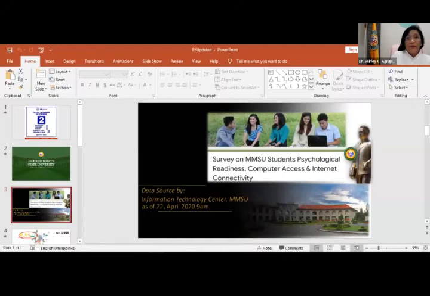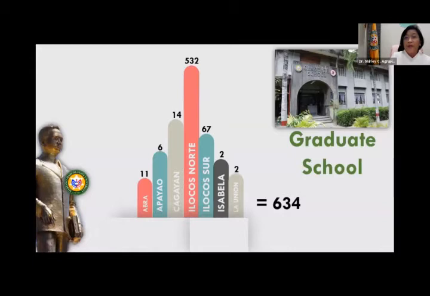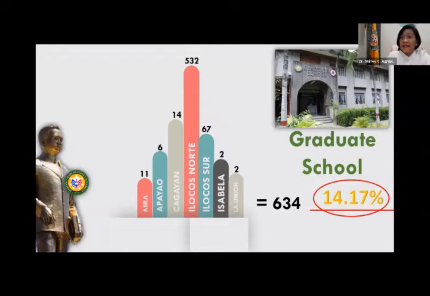Just briefly. So knowing our students, we have already mapped the origins, the geographical distribution of our students. It is shown that 92% are coming from Ilocos Norte. Out of the students in our graduate school, we have only 634, and the majority of them are coming from Ilocos Norte. The reason why we are doing this is to give us a guide on what kind of modality we should give to our graduate students.